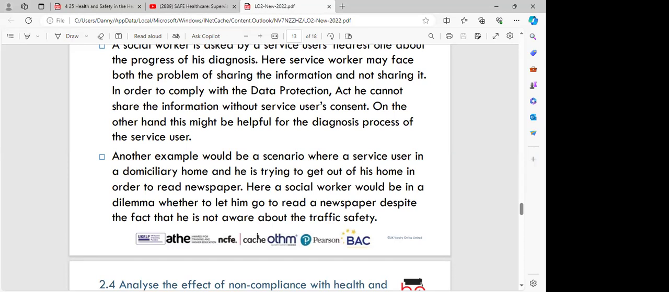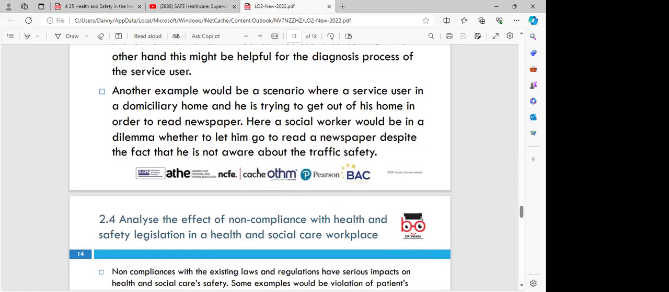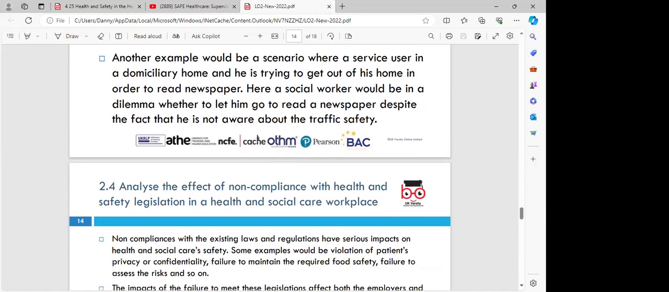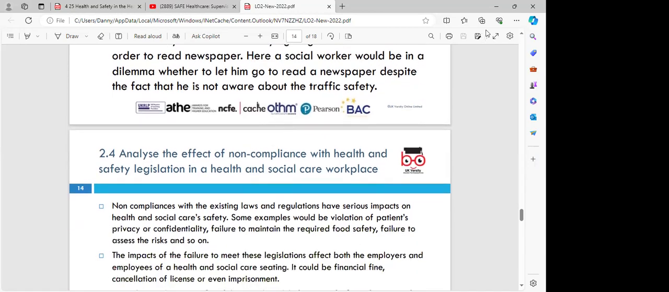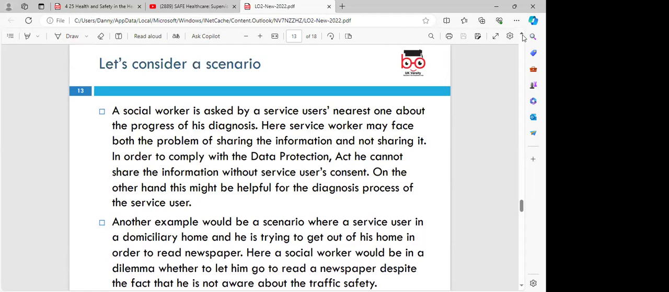Another example would be a scenario where a service user in a domiciliary home is trying to get out of his home in order to read a newspaper. Here, a social worker would be in a dilemma whether to let him go to read a newspaper, despite the fact that he is not aware of traffic safety. But that's about your take on the second scenario. Or you can take the first, should I go over the first again?